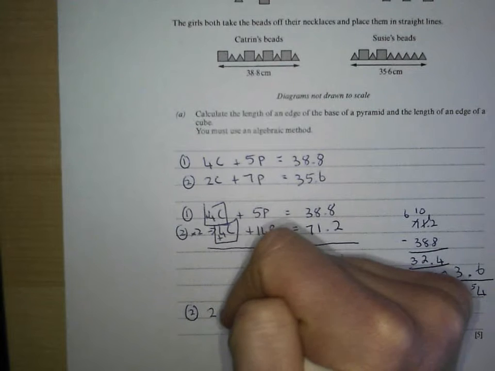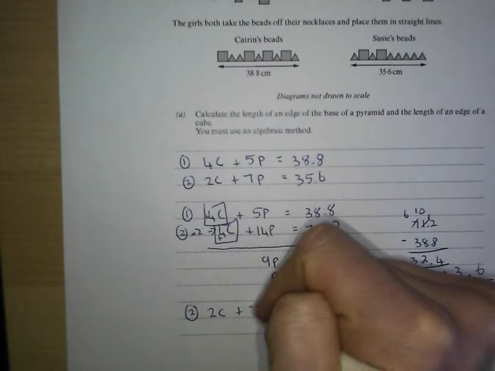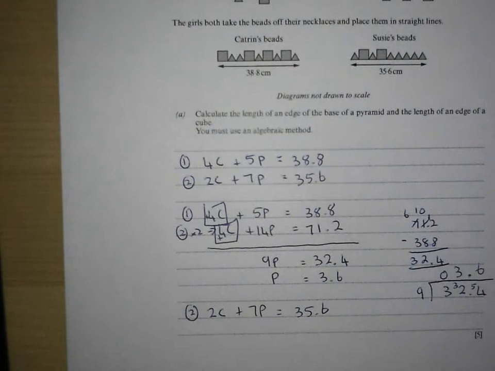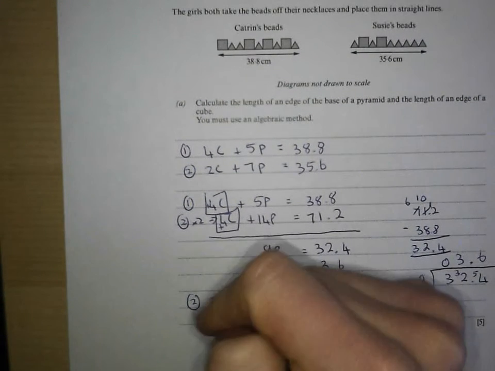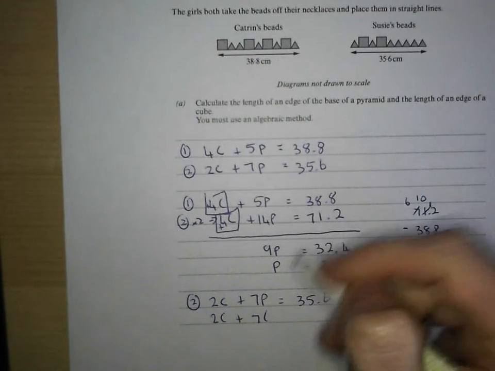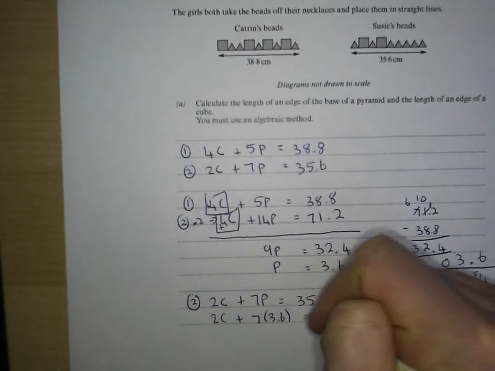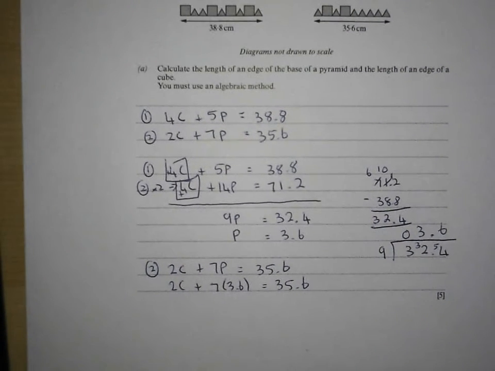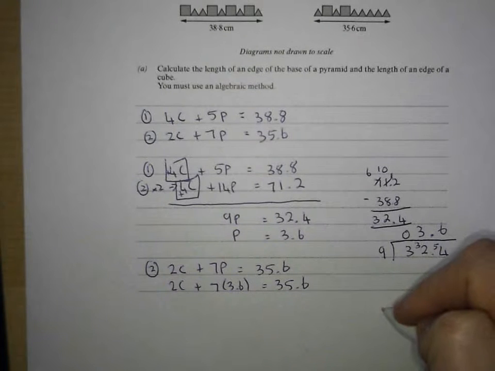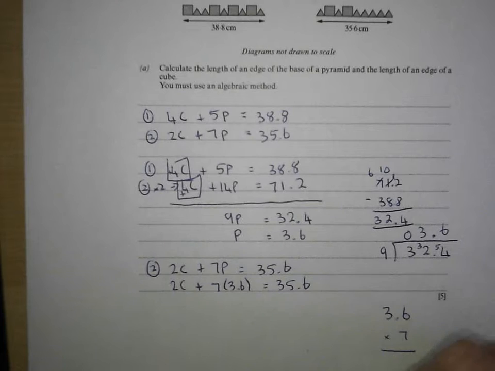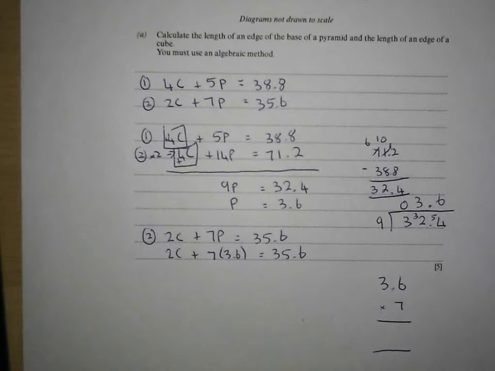So she said 2 cubes plus 7 pyramids is going to equal 35.6. I'll tell you what, they're making us work with these decimals here. 2 cubes plus 7 lengths of pyramids, so that's 7 lots of 3.6, should equal 35.6. 7 lots of 3.6, I'm going to have to do that down here as well. So I'm going to go for this technique here, 3.6 times by 7. This is the way I used to do it before grid method or any of that was invented.